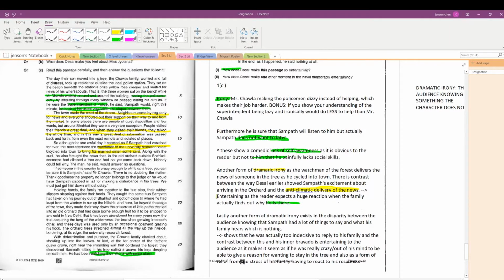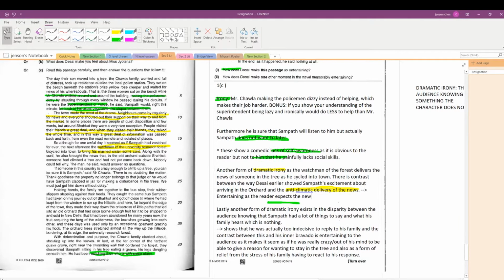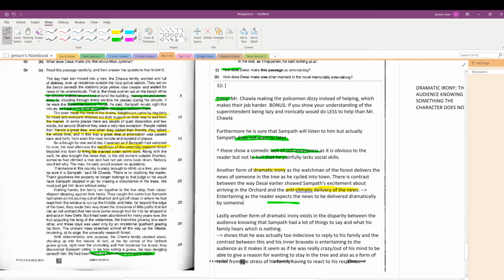Comedic effect, as the reader, let me rephrase this, as the reader expects the news to be delivered dramatically by someone who comes to the town shouting it out.